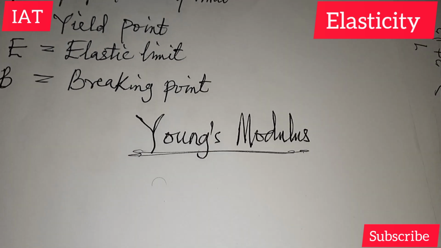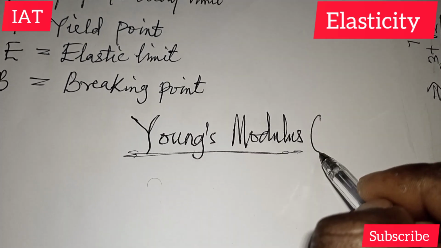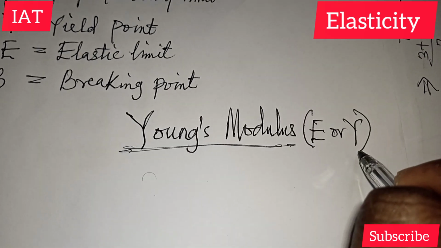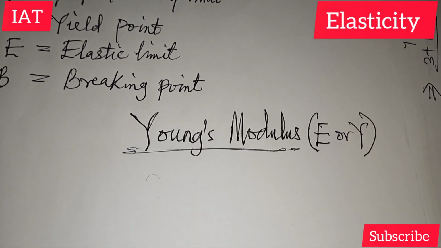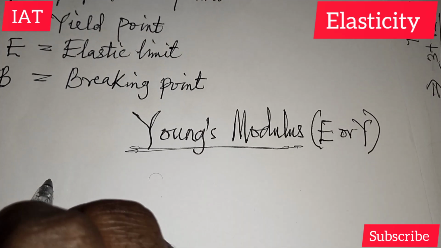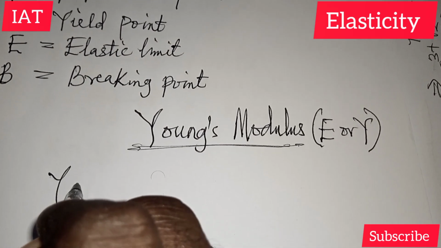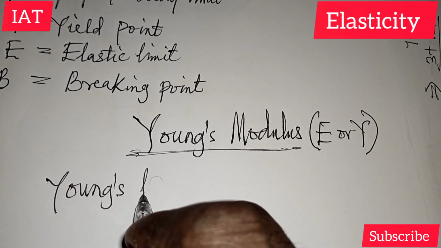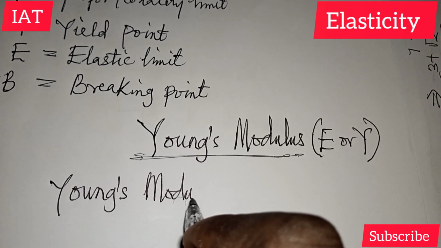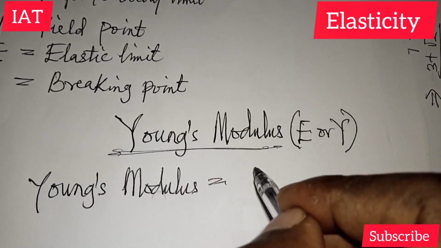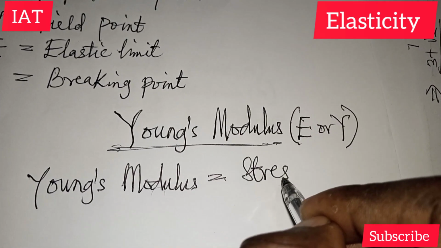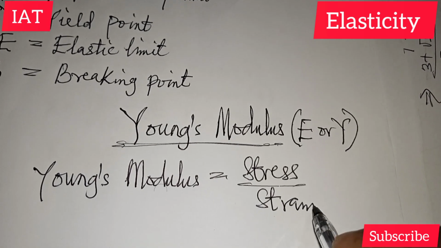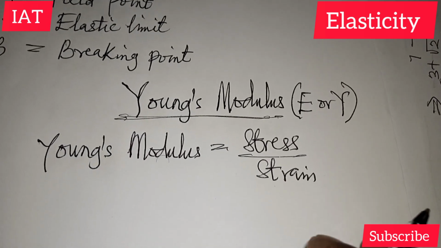What is Young's modulus? Young's modulus is represented by E. In some cases, you can use Y to symbolize Young's modulus. It is the ratio of tensile stress to tensile strain. So you can say stress over strain. That is what Young's modulus is.